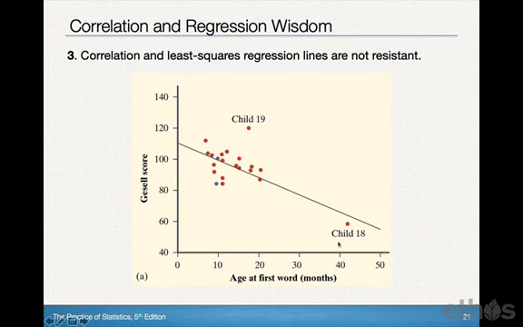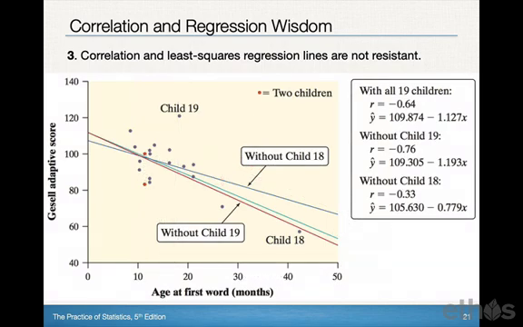So we have these two outcomes here. And this is the least squares regression line that results from this whole data set, even the two outlying points. And we want to see what effect outliers have on this line. So up here, all 19 children, that is the green line, okay? That is the line from the previous slide.